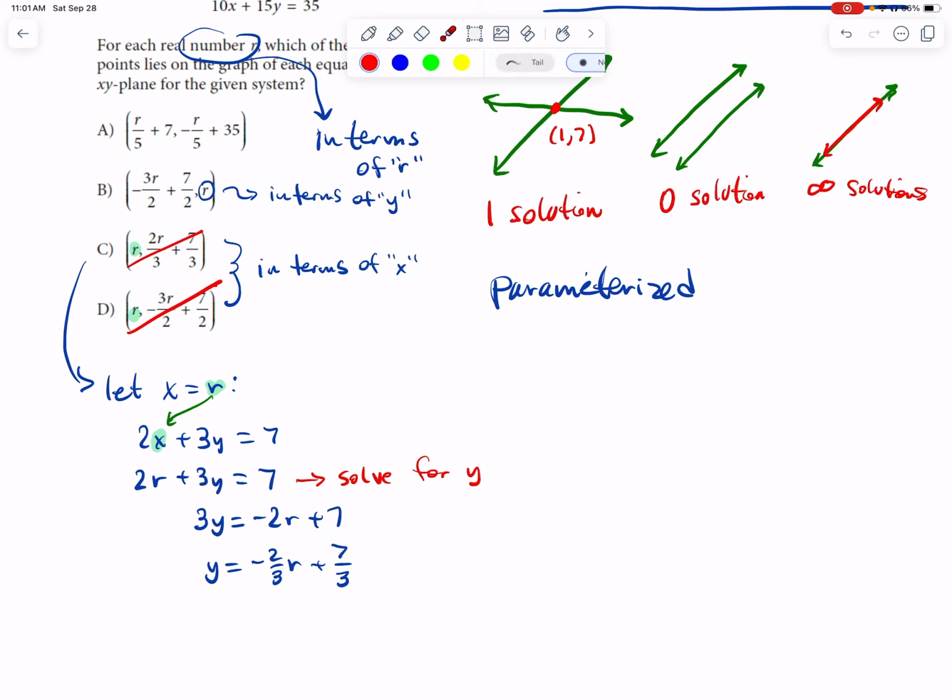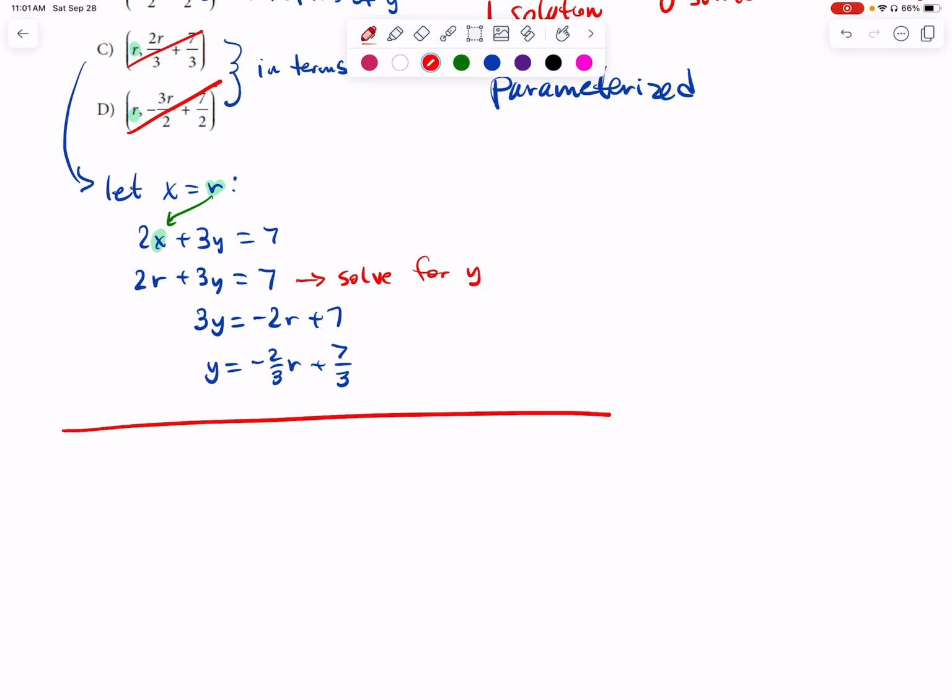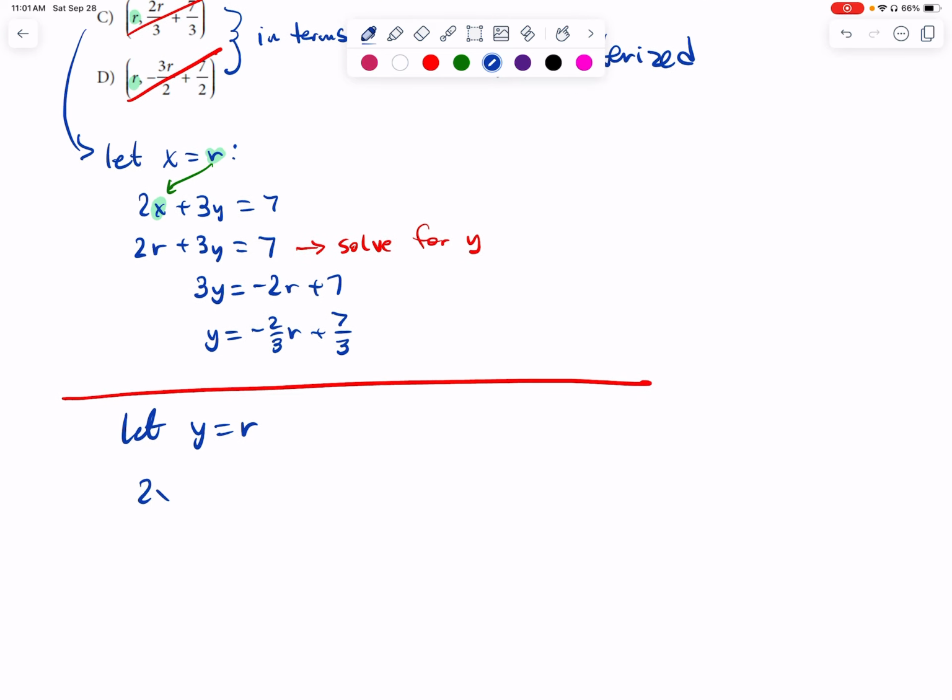So this time, whenever we do this same exact process, we're going to let our y coordinate equal r, because you can see it's in the y position. So let's try that. Let y equal r. And then we're going to do the same exact thing we did before. 2x plus 3y is equal to 7. We're going to take this r value here and substitute it in for the y, and then solve it for x this time. So 2x plus 3r is equal to 7.